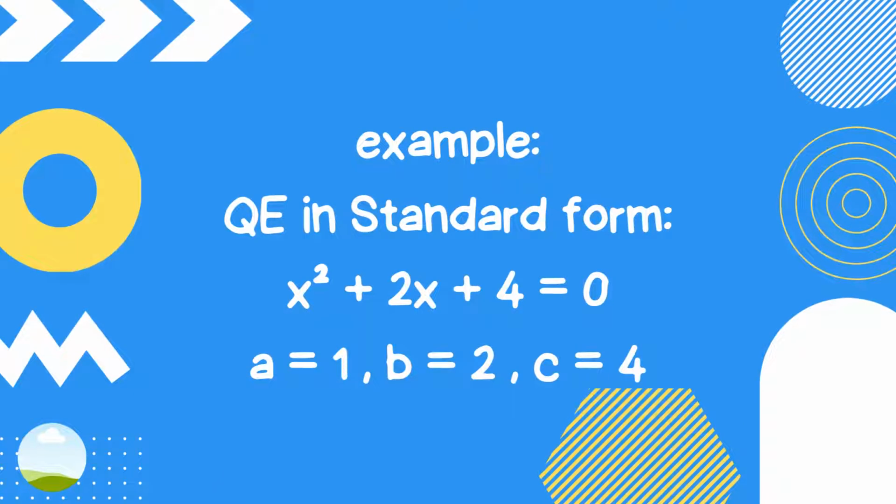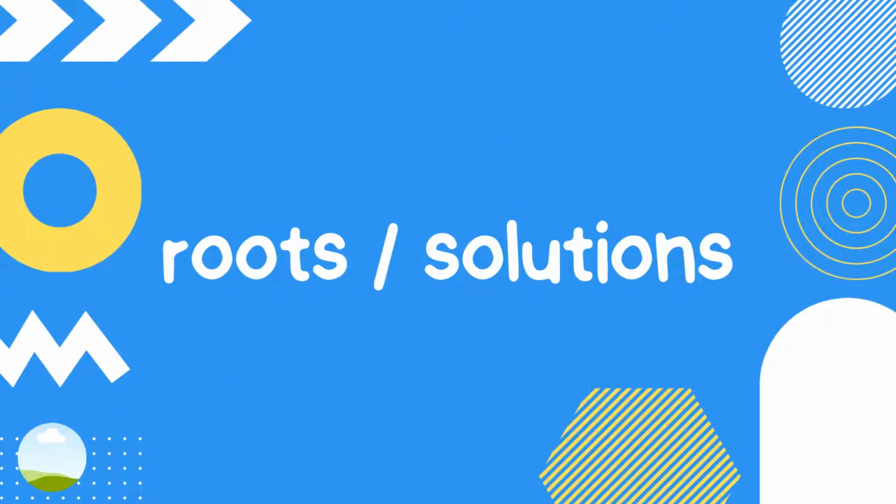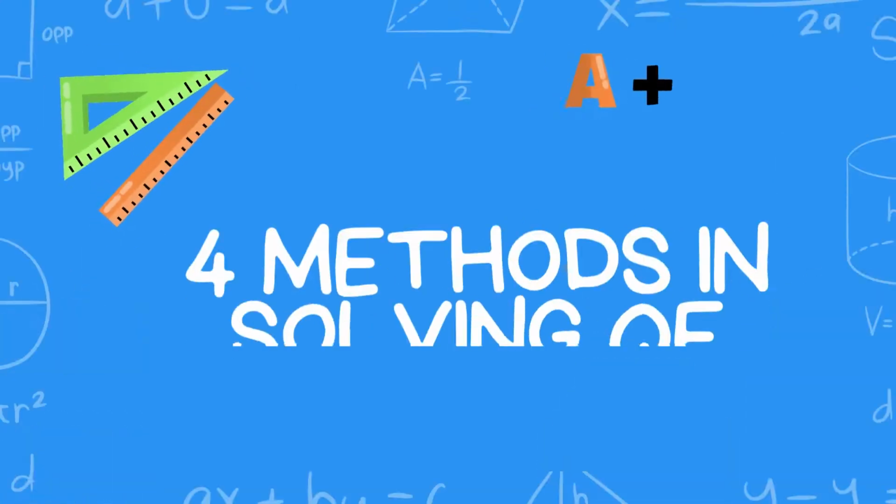An example of a quadratic equation in standard form is x squared plus 2x plus 4 equals 0, wherein a equals 1, b equals 2, and c equals 4. The answers after solving a quadratic equation are called roots or solutions of the quadratic equation. But how can we find the roots or the solution of a quadratic equation?